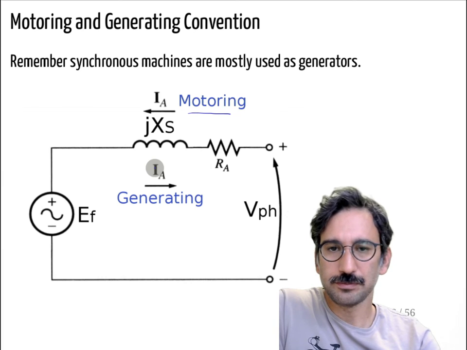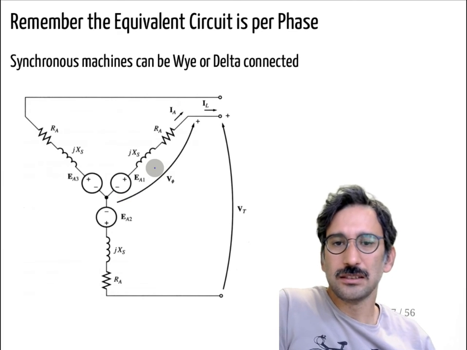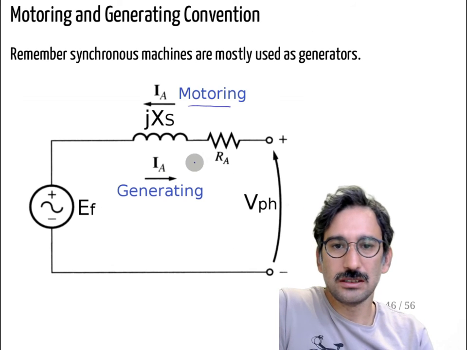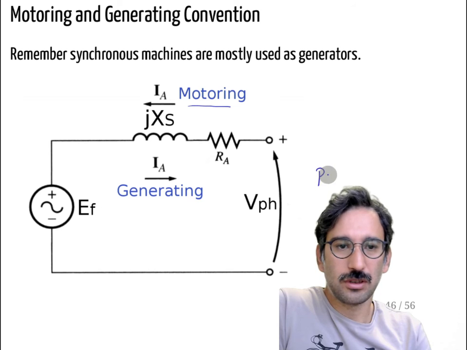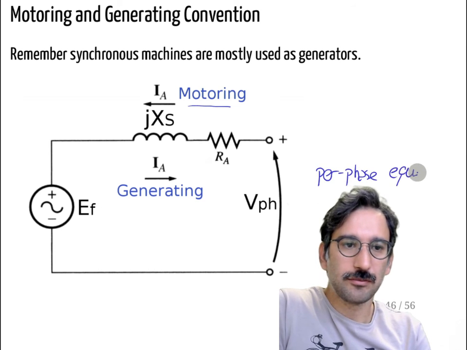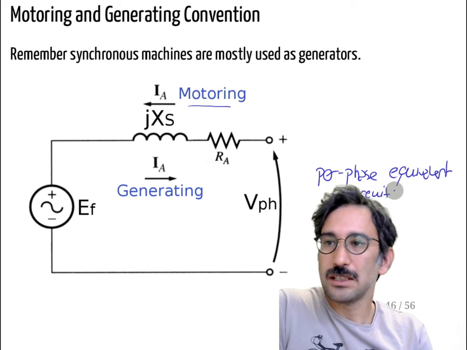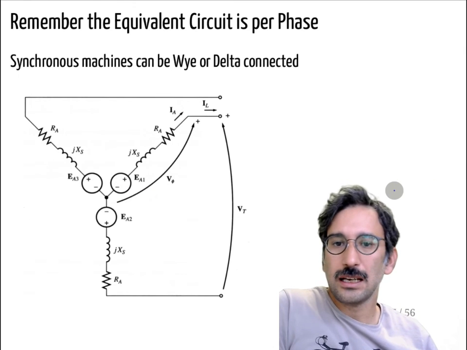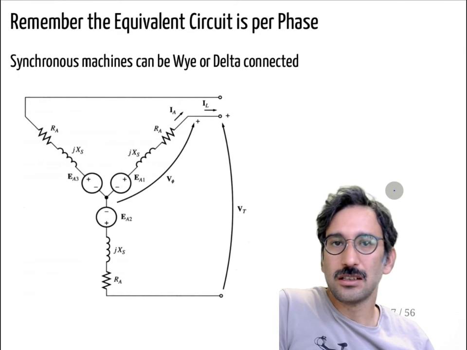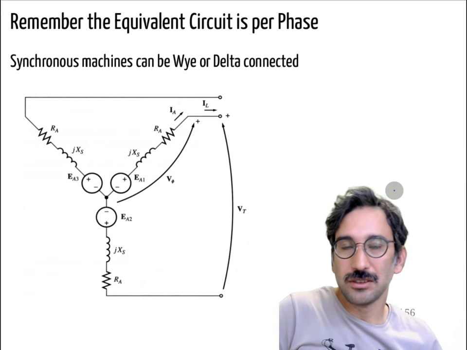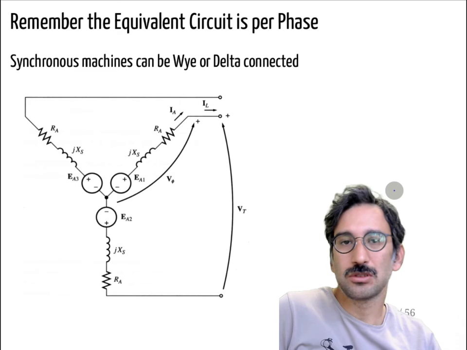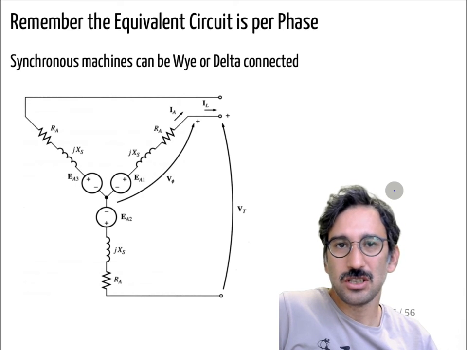I will show a couple of examples under different conditions, so I hope that will be all clear for you. Again, that's the equivalent circuit, and it is a per phase equivalent circuit. That is important. In reality, synchronous machines are three-phase machines. Actually there can be 5, 7 or whatever phase machines, but the most common are the three-phase machines.